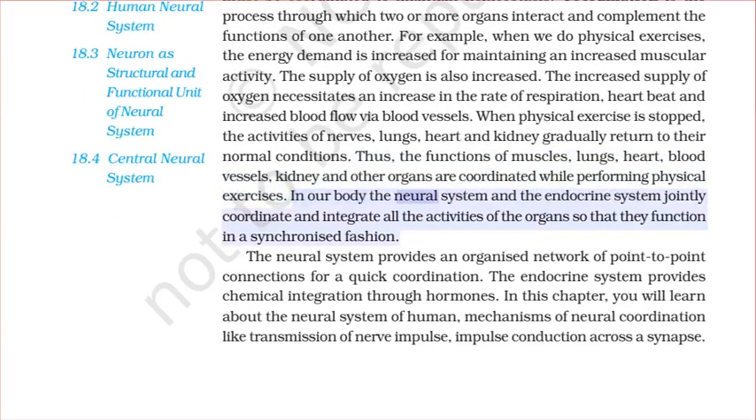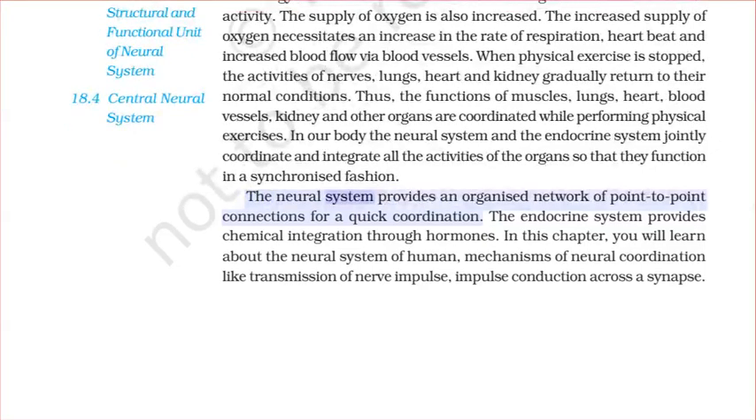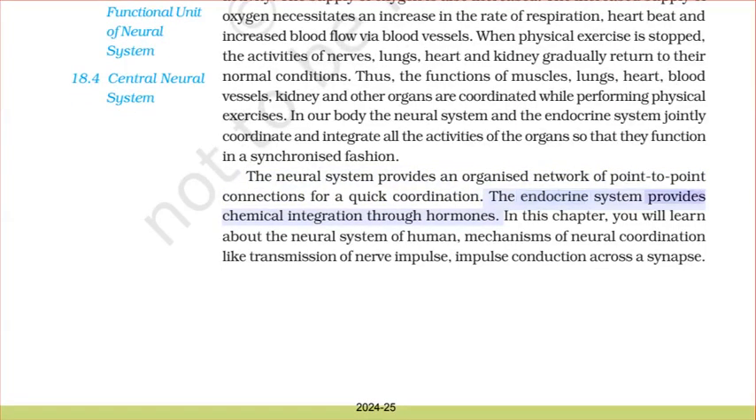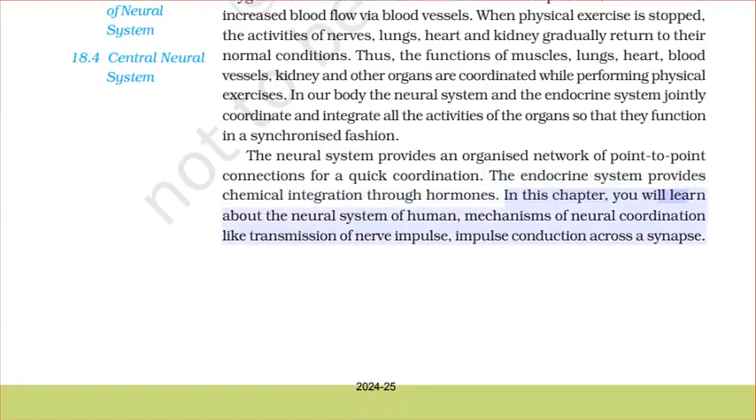In our body, the neural system and the endocrine system jointly coordinate and integrate all the activities of the organs so that they function in a synchronized fashion. The neural system provides an organized network of point-to-point connections for a quick coordination. The endocrine system provides chemical integration through hormones. In this chapter, you will learn about the neural system of human, and mechanisms of neural coordination like transmission of nerve impulse and conduction across a synapse.